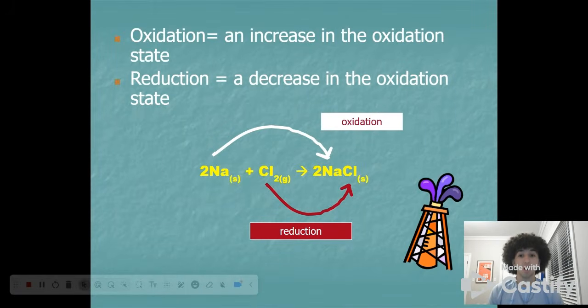One thing that's impossible in chemistry, can't happen at all, is oxidation happening by itself. You can't have oxidation without reduction. If electrons leave one atom, they have to go somewhere, to another atom. Hence the combined name, redox reaction.